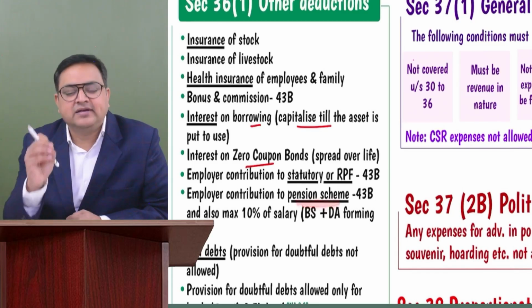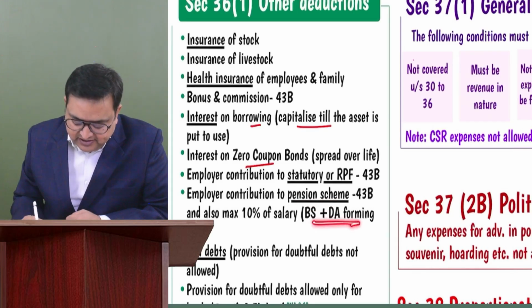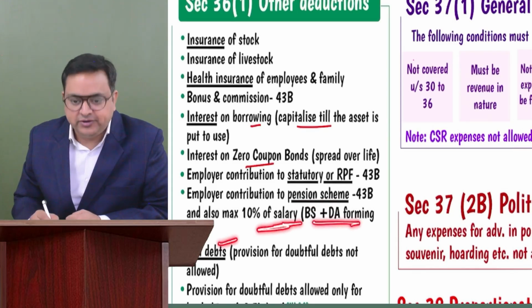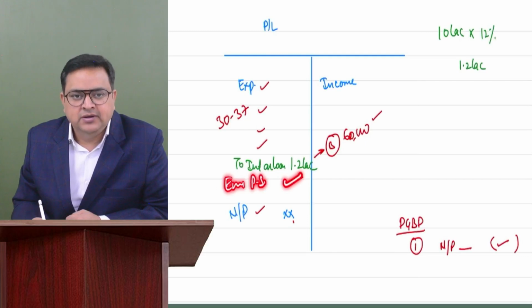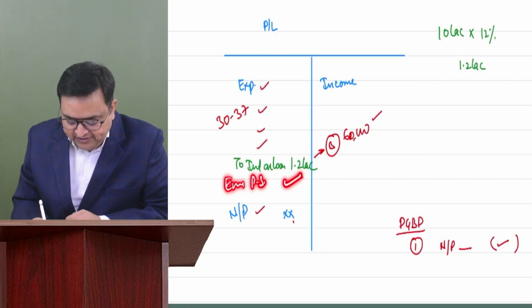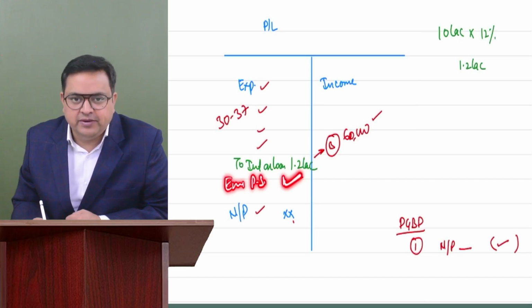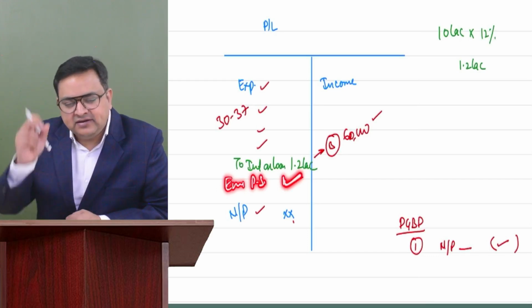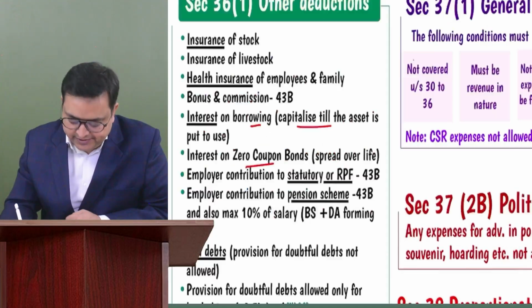Second, for pension scheme, there is one more point. It is allowed, but maximum 10% of your basic salary plus DA forming part, right? So this is also important. If you see in your P&L account, there is an employer contribution to pension scheme. Whatever is the amount, it is allowed. But it should not be more than 10% of your basic salary plus DA forming part. And if it is more, then that excess should be disallowed. Up till 10%, we are going to allow it.